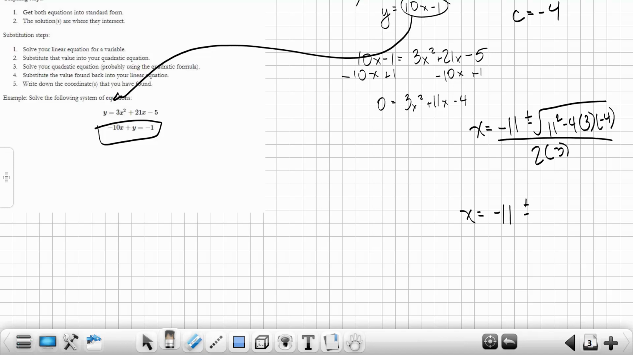Okay. 11 squared is 121, plus 48. You guys can double check my math, especially Gabrielle. He should be double checking my math every step of the way.